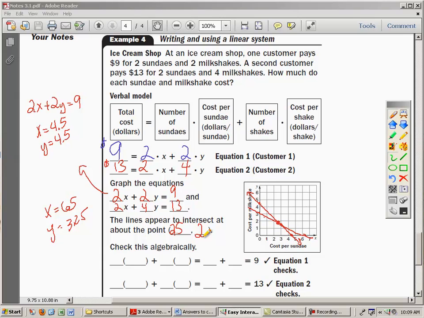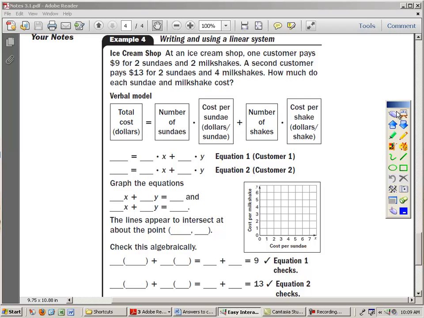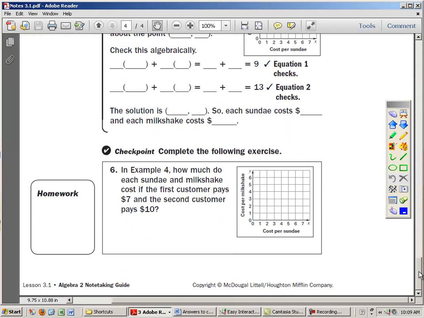And so you would plug that in algebraically and check that solution. I won't take the time to do that. Why don't you go ahead and try the checkpoint problem, and we will go over the solution of that checkpoint problem tomorrow in class first thing.